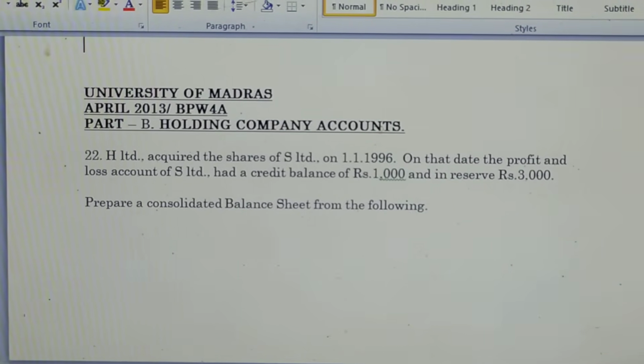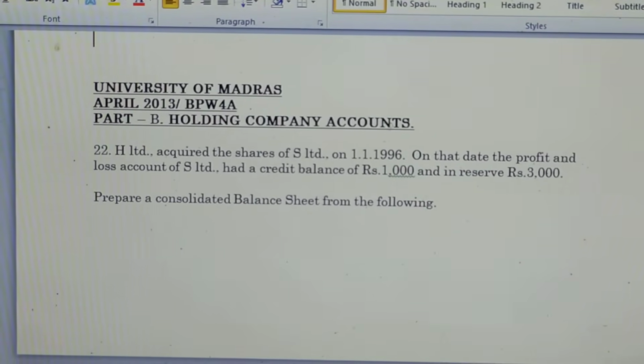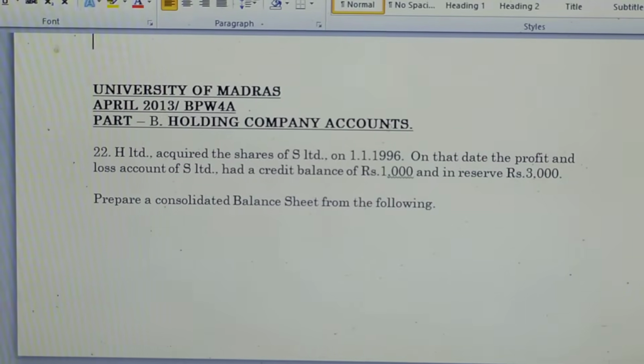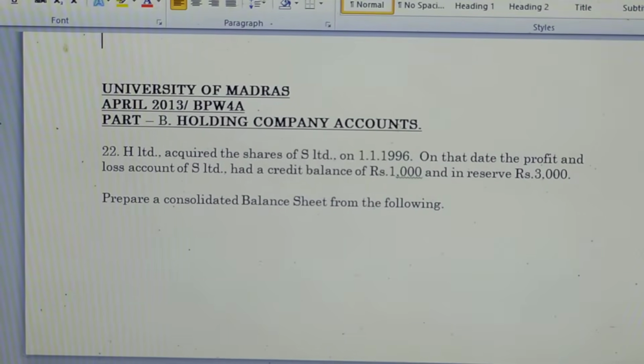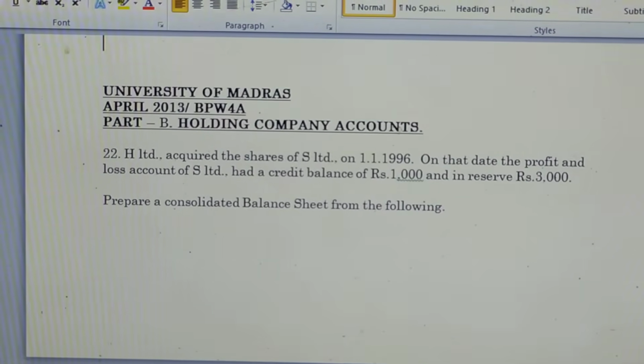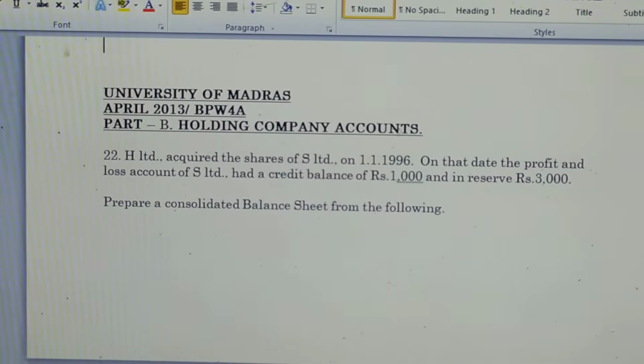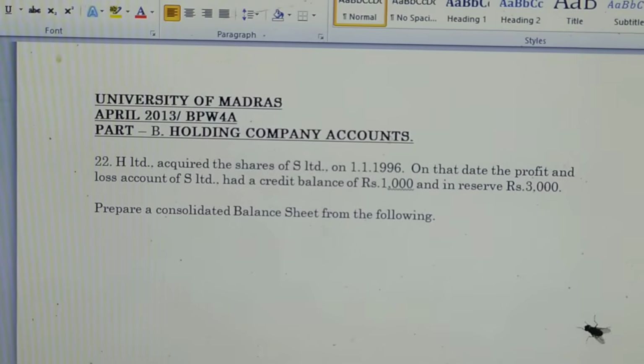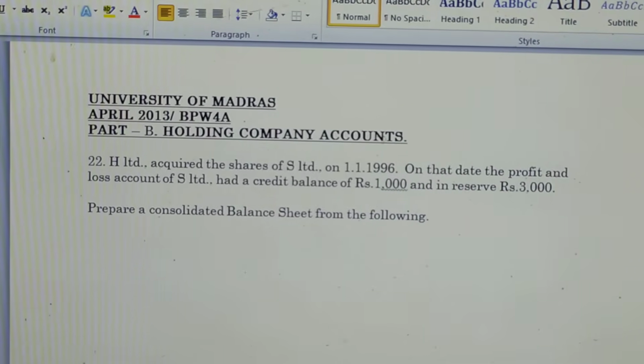Hello everyone, we are going to discuss the previous year question of Corporate Accounting 2 from University of Madras. In April 2013, the subject code is BPW4A Part B. This question is from the holding company accounts chapter. Let me read the question.